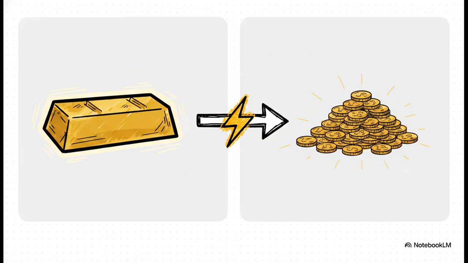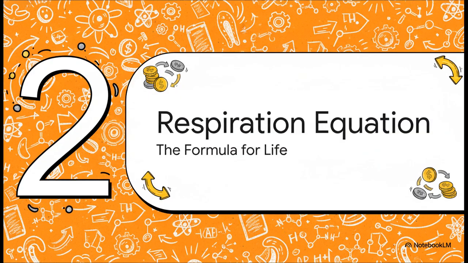So, cellular respiration safely breaks that gold bar down into ATP. Think of ATP as spendable pocket change. It doles out energy in small, highly controlled amounts so your cells can get things done safely. Which brings us to our second stop, the respiration equation.